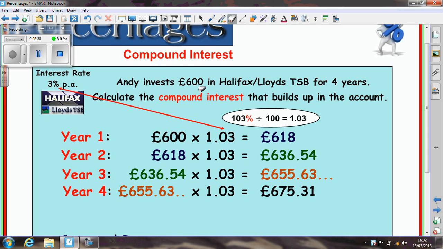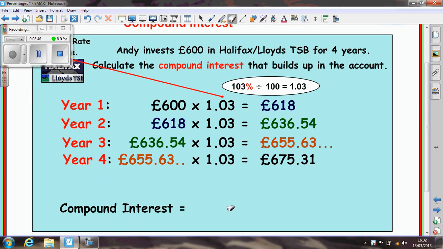Now you started off with £600 and you finished off with £675.31. So if we do a takeaway sum here, we can work out how much the bank gave us. So £675.31, take away 600, and that's your answer, £75.31.